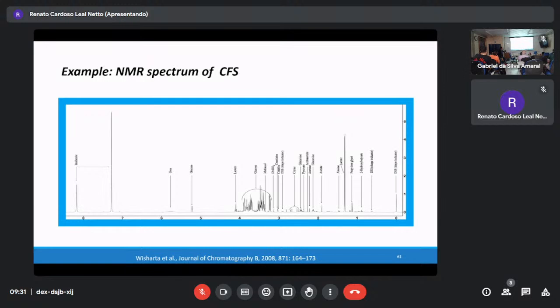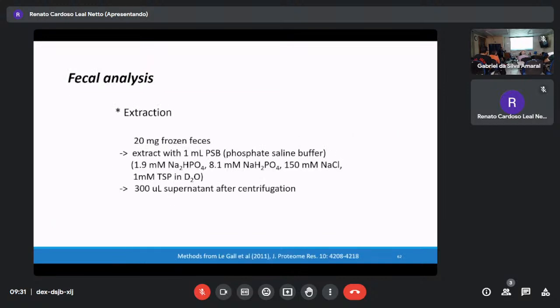Difficult. So cerebral spinal fluid. Let's look at this one. Beautiful and clean, and weaker analysis. So already you can smell, right? Extraction. Frozen fishes. Frozen fishes, of course, it should be frozen, otherwise you cannot handle it. And extracted with the PBS, phosphate saline buffer. Phosphate saline buffer is including this one.